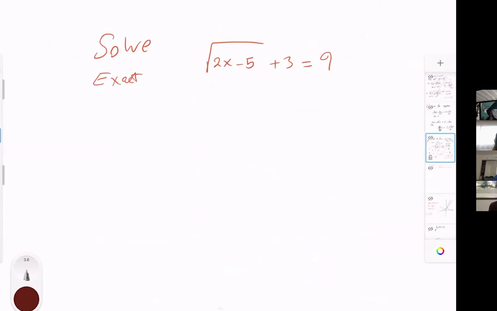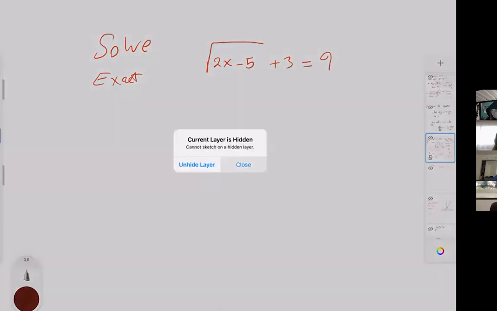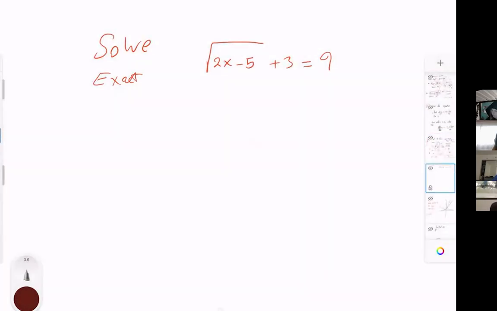Solve exact. The word exact, again, means you are dealing with the computer there. When they say exact, it has to be exact. Do not use a calculator. If you email me that the answer was rounded to 2 or 3 decimals, I cannot do anything.